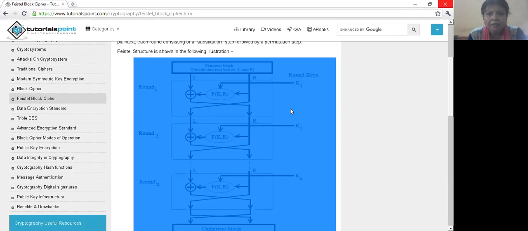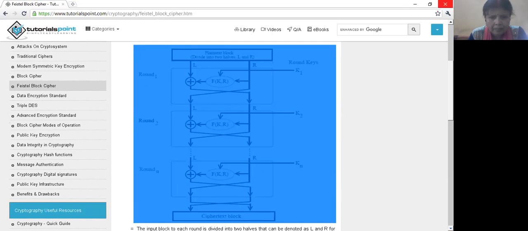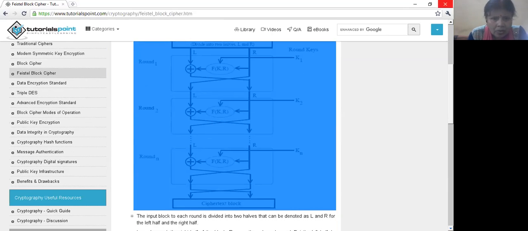Again this is the key coming, and then we apply the round function here. The output of the round function is XORed with the left block and the output is again interchanged. The left one becomes the right and the right one goes to the left. Now this is repeated for 11 rounds and this becomes the cipher text.